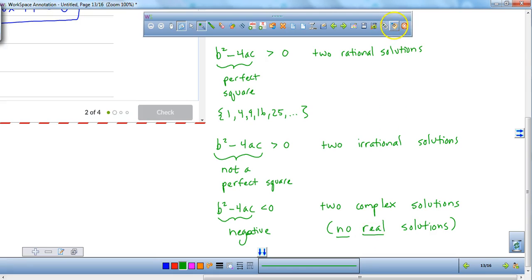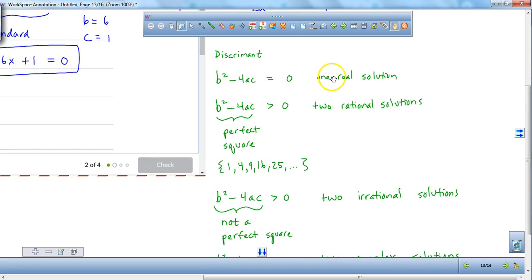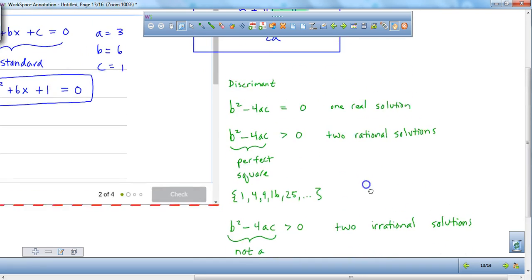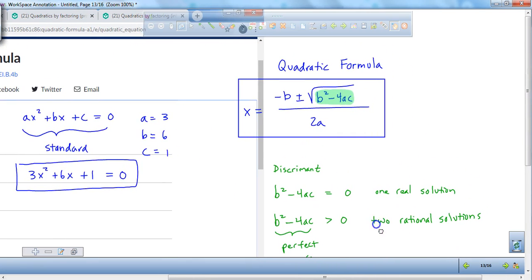So your possible answers for the discriminant are going to be either one real solution, two real solutions, or the last answer, no real solutions. I know that's a lot to take in. So right now, what we are going to do is find the discriminant first.